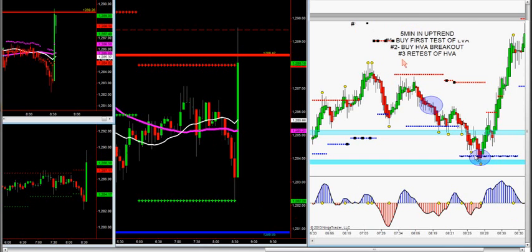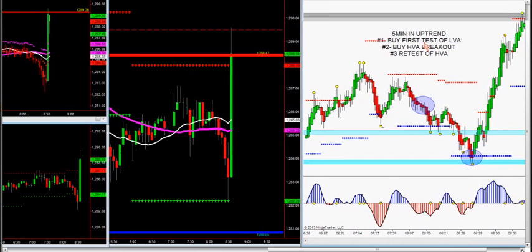If the 5-minute is in an uptrend, I want to buy the first test of low value area right here, LVA. I want to be a buyer of the first test of low value area. And that's it. That's my number one trade.